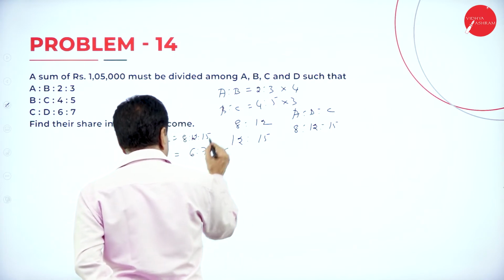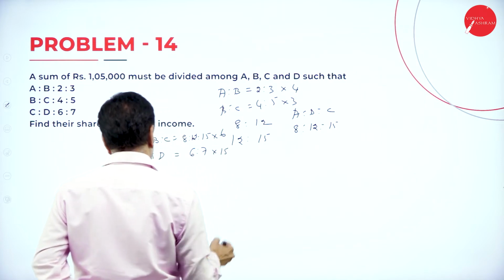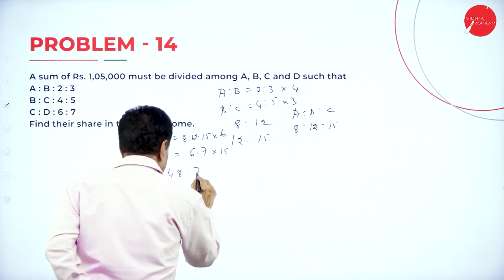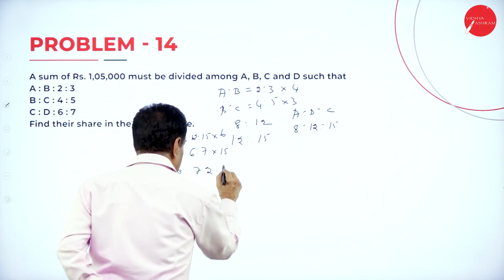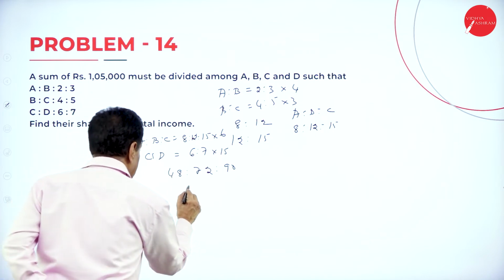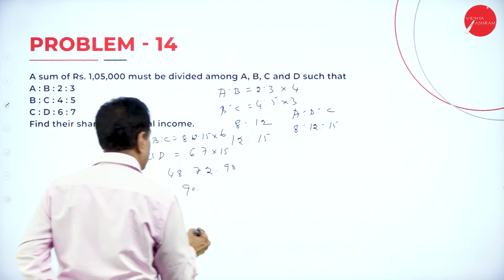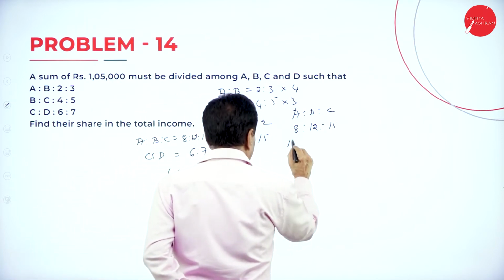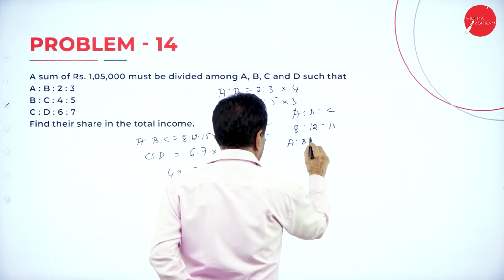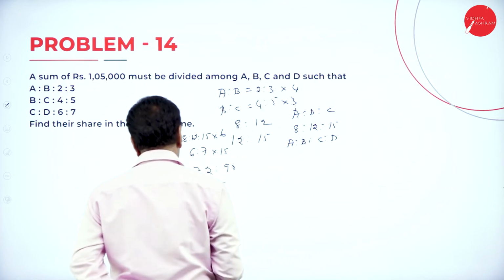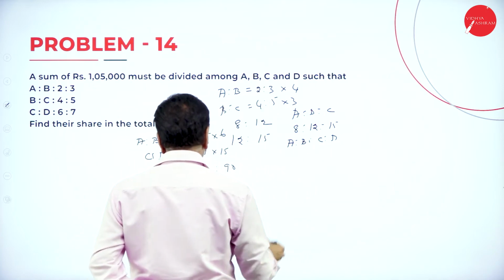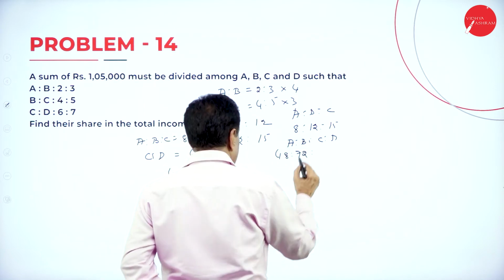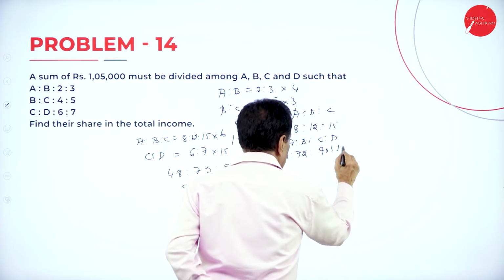What's the C value? 6 comes here. 15 sixes are 90. 15 sevens are 105. Therefore, A is to B is to C is to D, they are in the ratio of 48 is to 72 is to 90 is to 105.